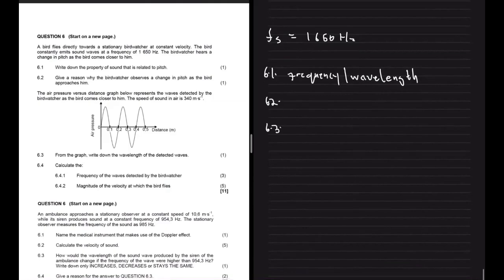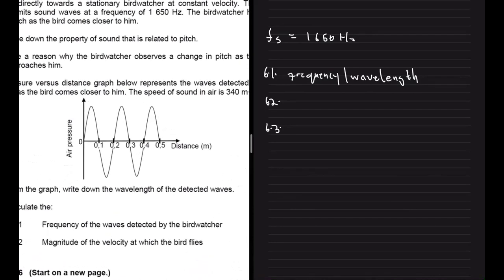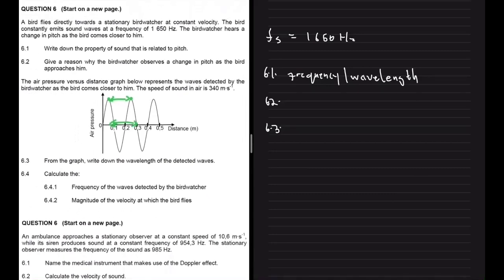Let's go ahead. 6.3. We have a graph of pressure versus distance in meters. The first question says, from the graph, write down the wavelength of the detected waves. Again, we go back to definitions. What's a wavelength? A wavelength is the distance between two crests, right? So if we have this crest here and this crest here, this line joining the two is our wavelength. So if we have this line cutting the axis and this line cutting the axis, the distance between these two is the wavelength.